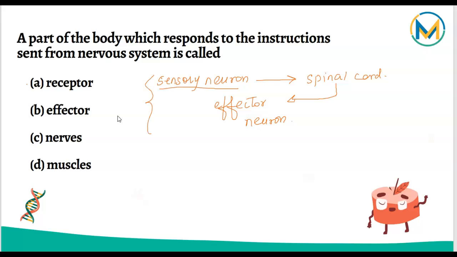So this is basically the reflex action, what we say. We see something, the message is sent to our spinal cord or the brain with the help of the nerve cells, and then the instruction is sent back as to what has to be done from what's being seen. So we have the effector organ which responds to the instruction here. So option is B, effector organ.